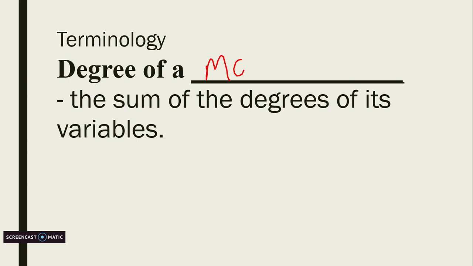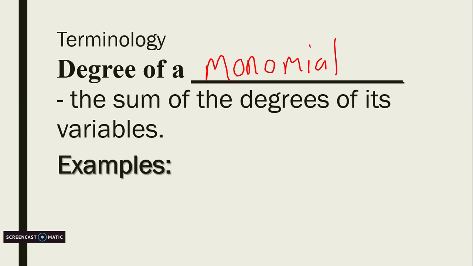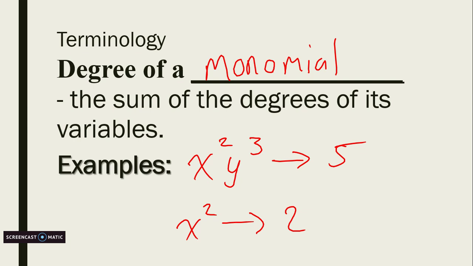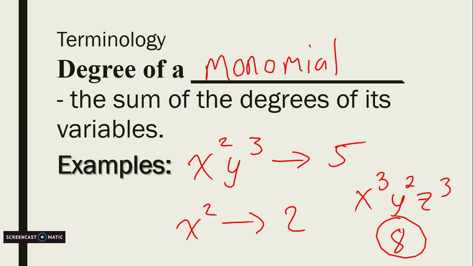Degree of a monomial, the sum of the degrees of its variables. And so if you have x squared y to the third, the degree is 5 because 2 plus 3 is 5. If you have x squared, the degree is 2 because there's no other variables. X to the third, y to the second, z to the third, that would give us a degree of 8. We're not really going to talk about the degree of a monomial very much. We're mostly going to be talking about the degree of the polynomial.